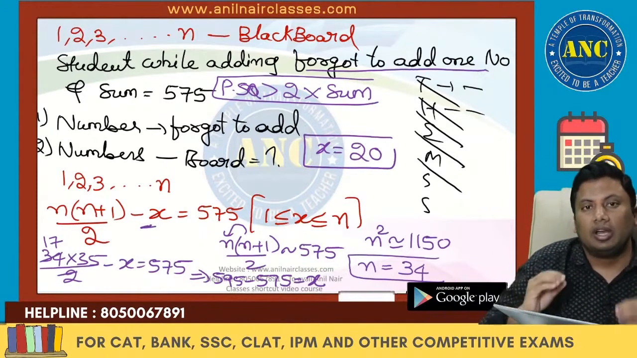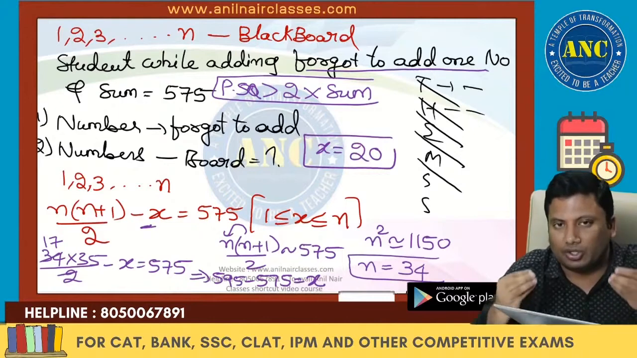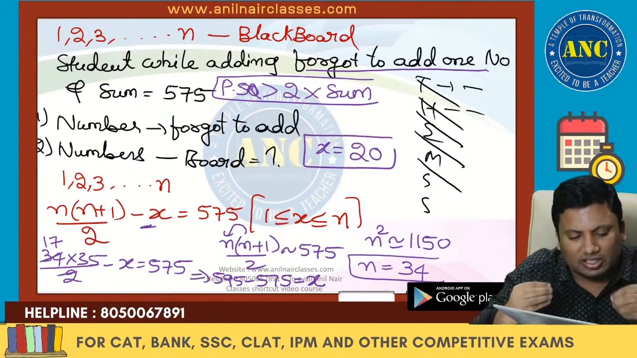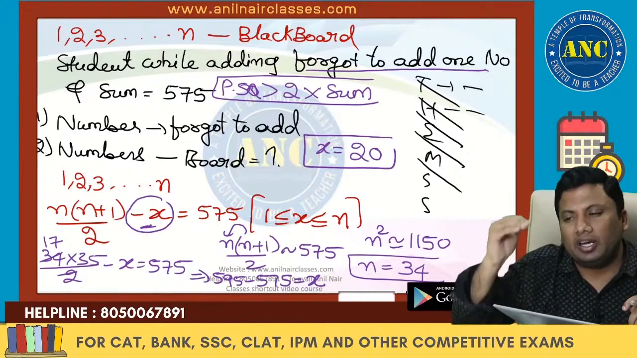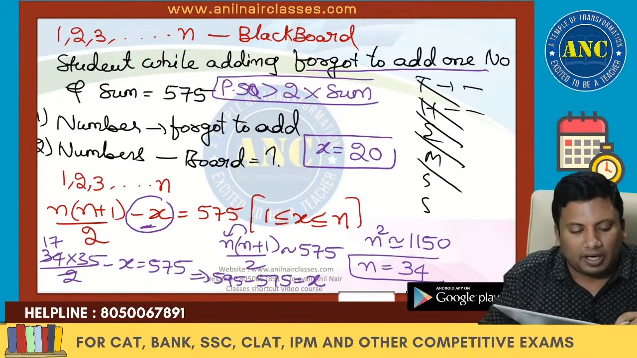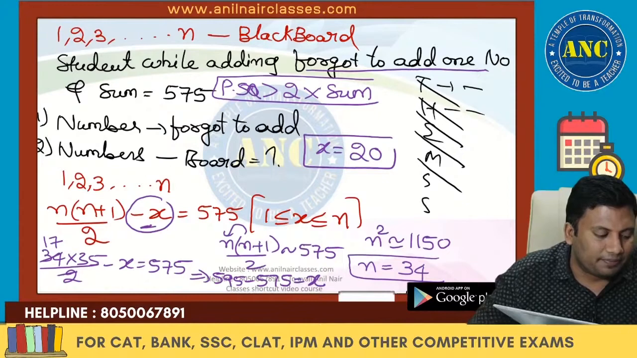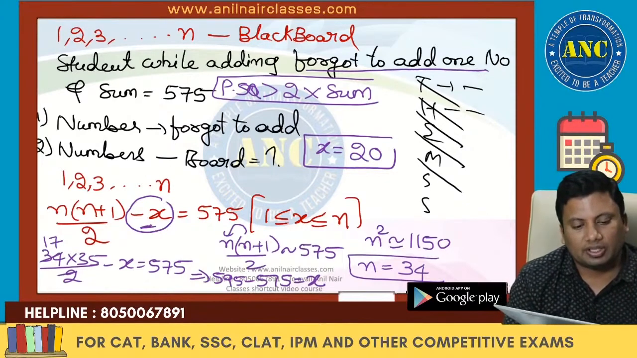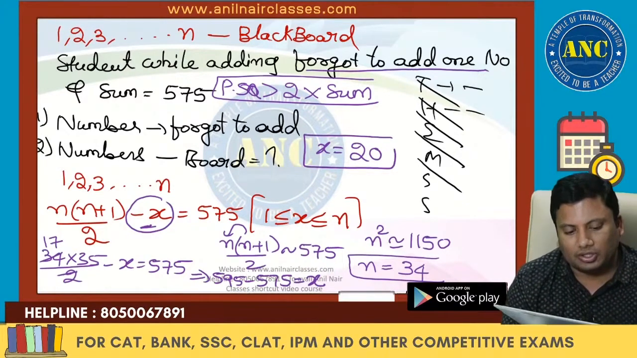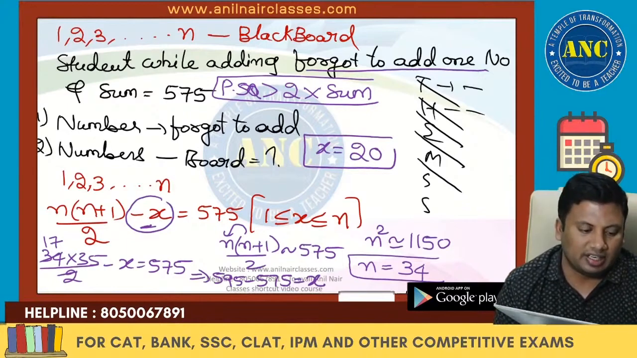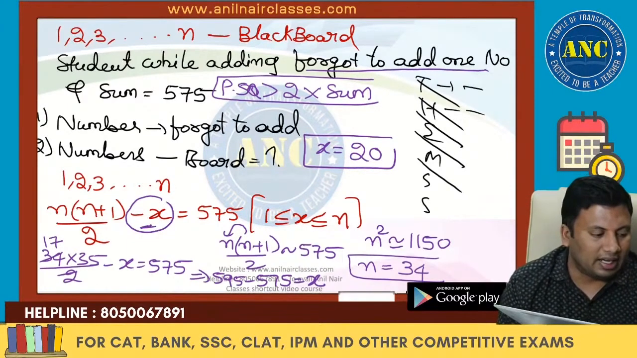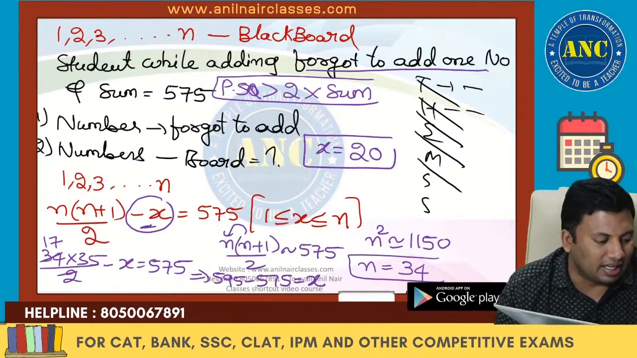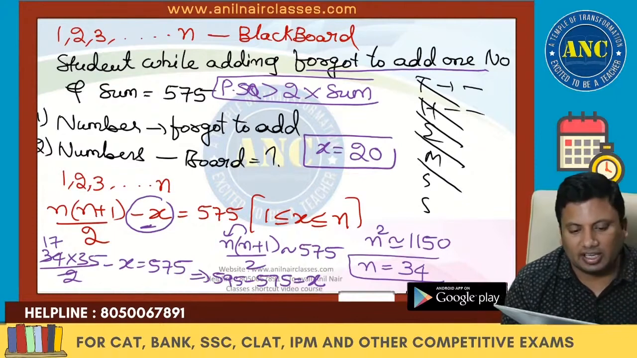Any doubts? If he is adding once, I should definitely take some number which is less than, because to that number something else should be added. Minus x means we will subtract it. N into n plus 1 by 2 minus x is 575. Idea clear, right? Everybody kindly reply if the idea is clear.